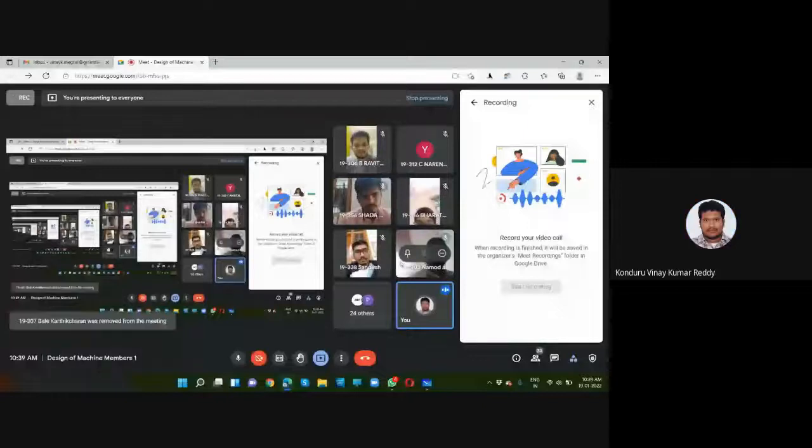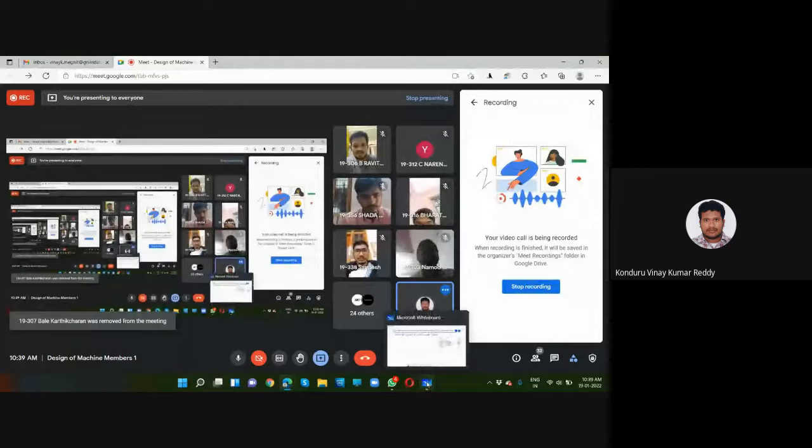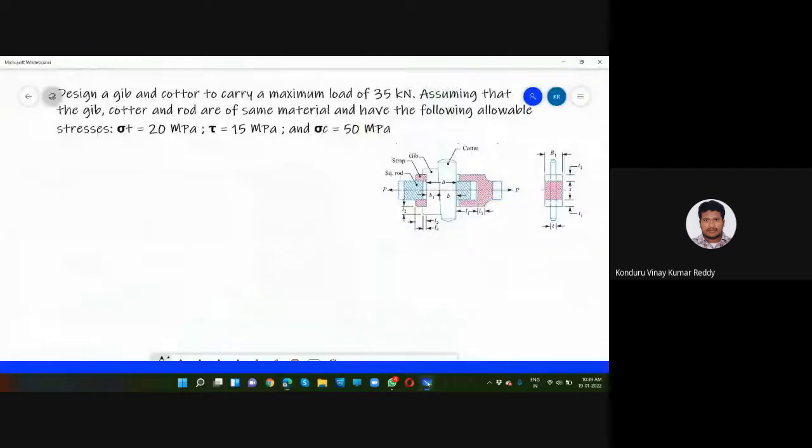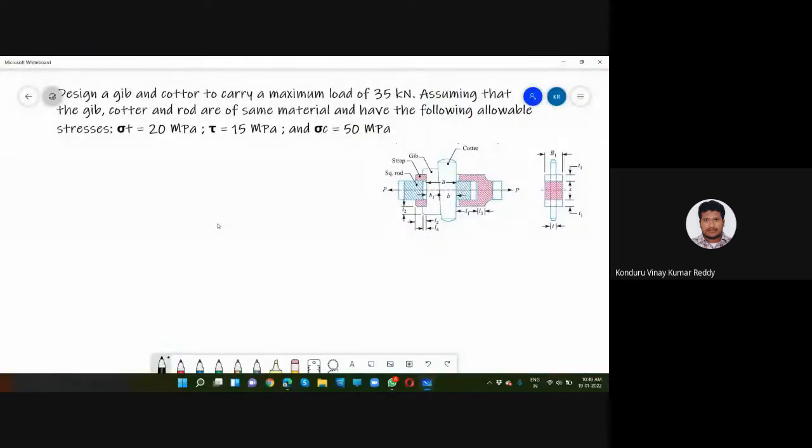We are going to use rectangular cross section, there will be a lot of difficulty in calculations. Okay, I think everyone can see my screen, yes or no? Okay.